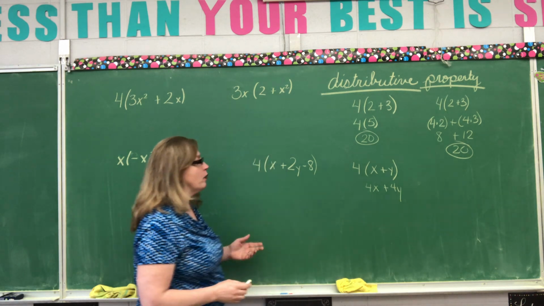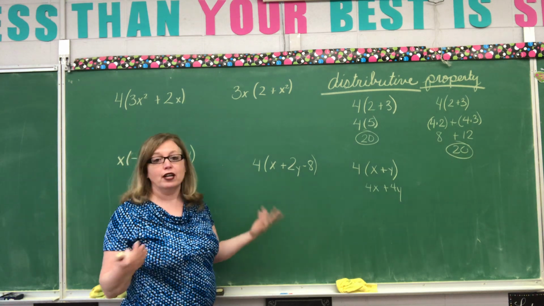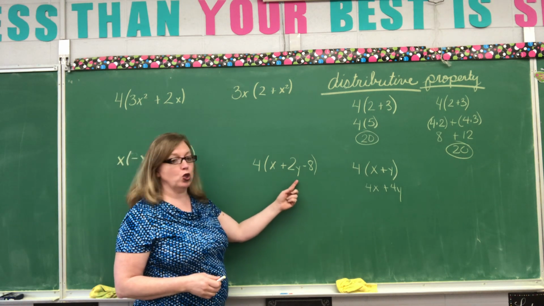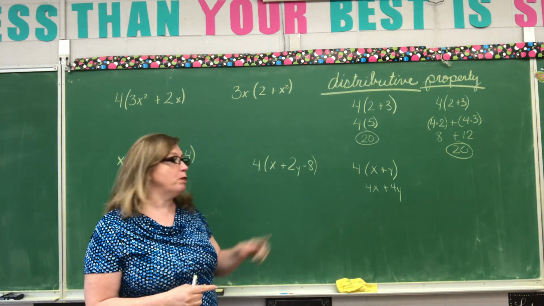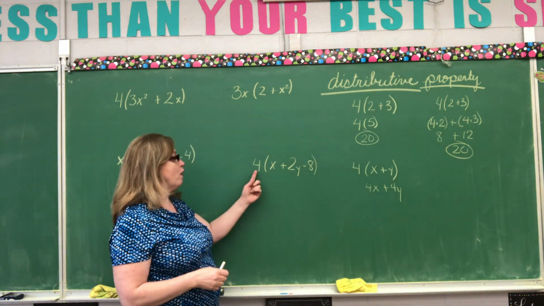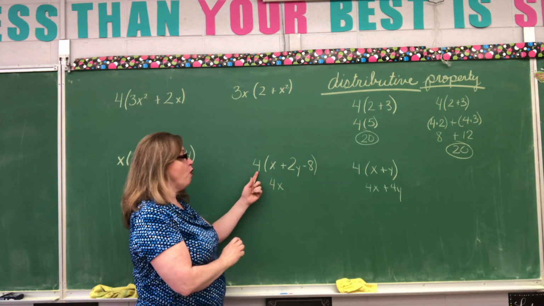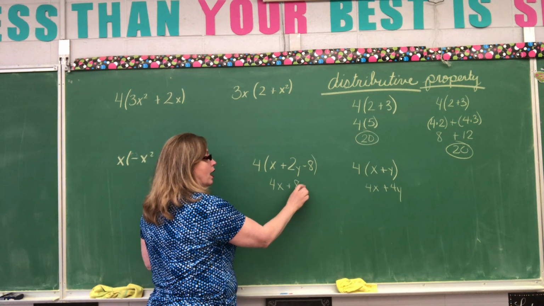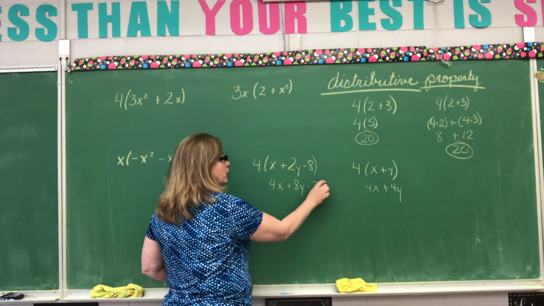Now, let's look at another one. Here's another distributive property. Let's try it. It's just a little longer. It's not any different. What if I have 4(x plus 2y minus 8) and I want to use the distributive property? I'm going to multiply 4 by each term that's inside the parentheses. So 4 times x is 4x. 4 times 2y is 8y. And then 4 times 8 is 32, so we're going to minus 32.